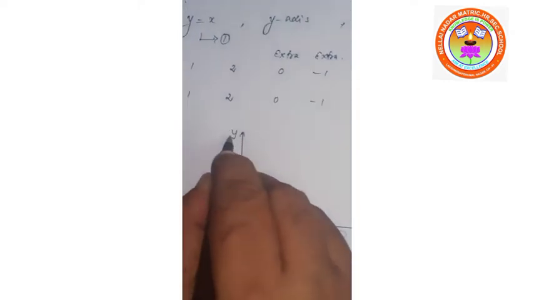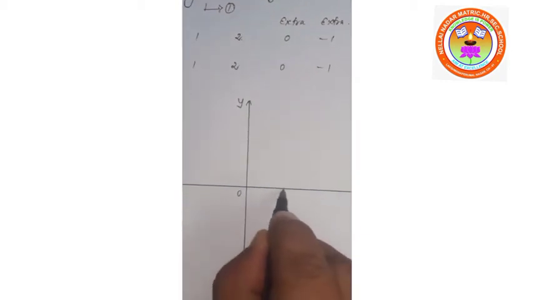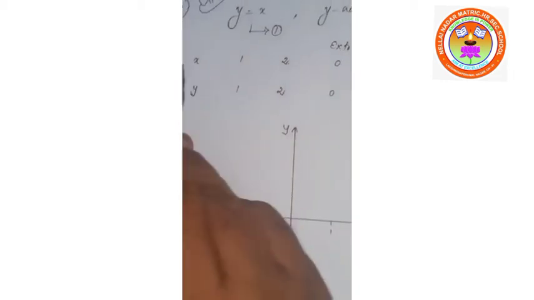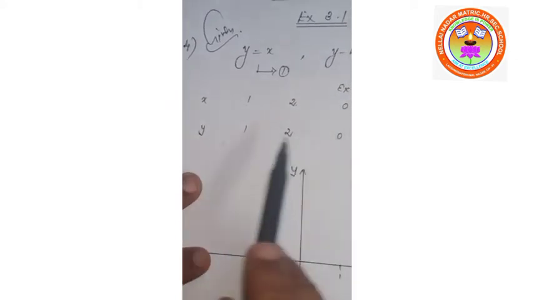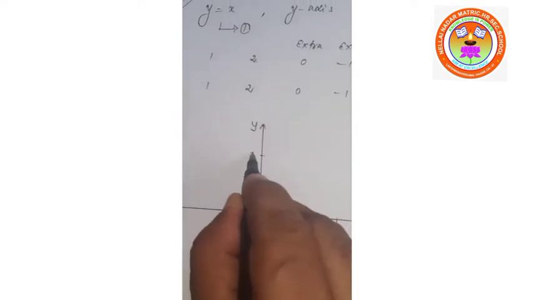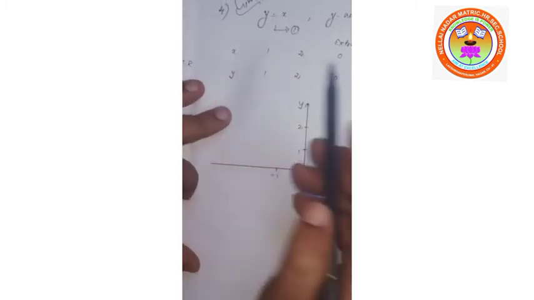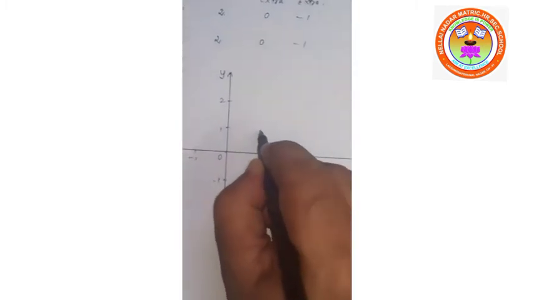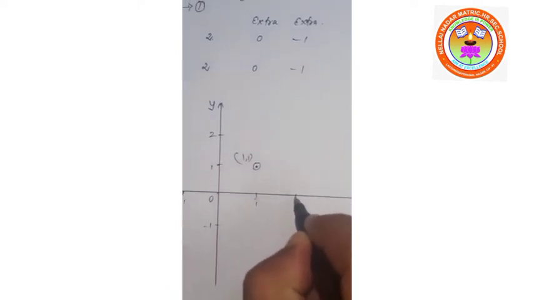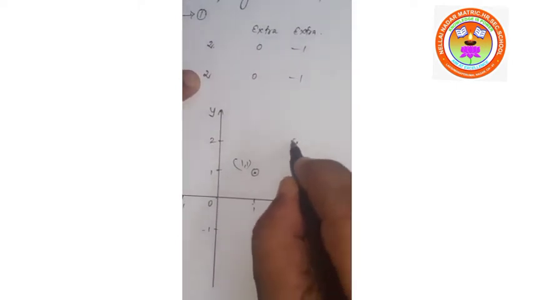On the x-axis take 1, 2, 0, minus 1, and the y-axis also take 1, 2, 0, minus 1. First point: 1 on the x-axis, 1 on the y-axis, that is the point (1, 1). Next one (2, 2).